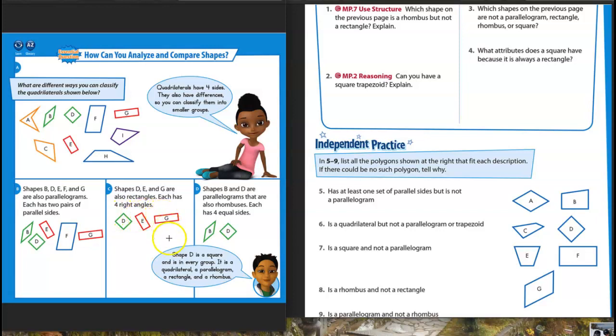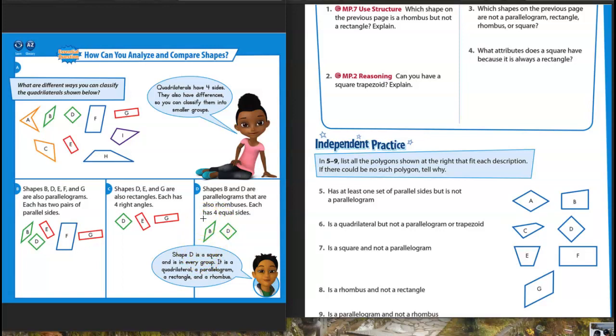Shapes B and D are parallelograms that are also rhombuses because they have four equal sides, both of these. And they're parallelograms because they have two pairs of parallel sides.